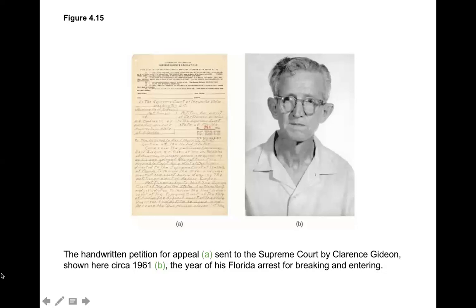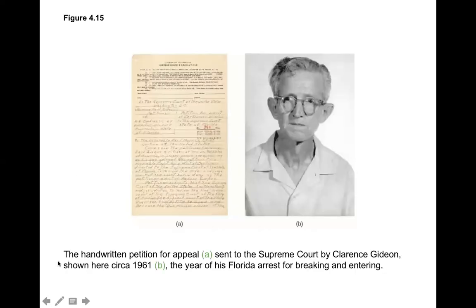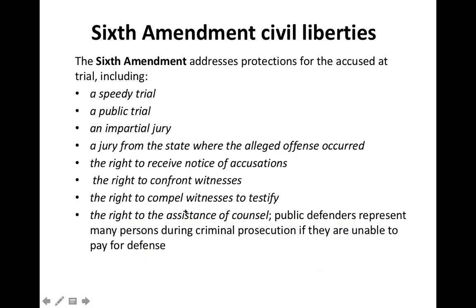And that case, Gideon versus Wainwright, is one of the most important cases in our system. It helped create the modern public defender's office. So here's a breakdown of everything that I had mentioned.